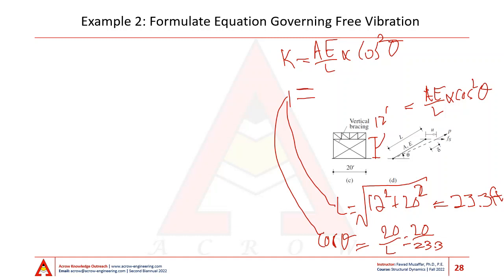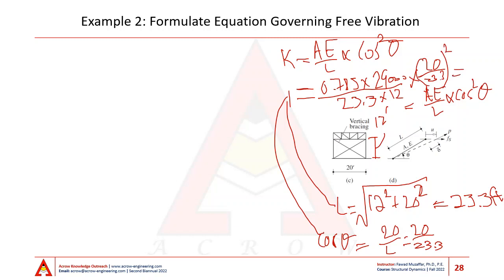A is equal to 0.785 square inches. E is equal to 29,000. Length is equal to 23.3 into 12 inches. And cosine squared is equal to 20 over 23.3 squared. This comes out to be 59.8 kips per inch.